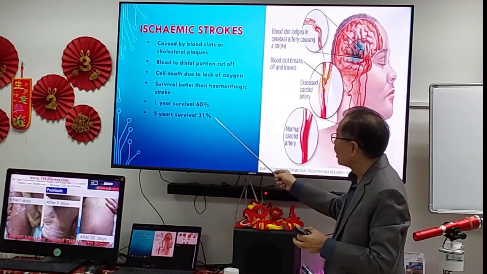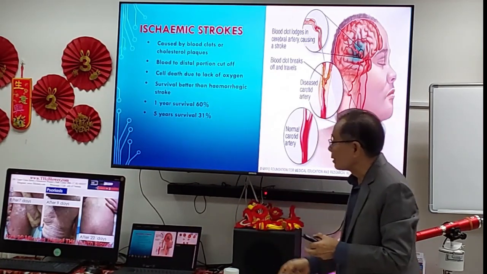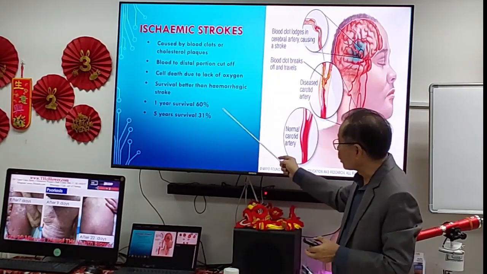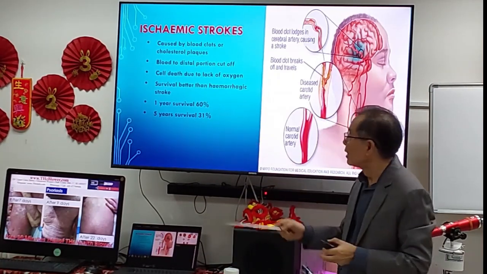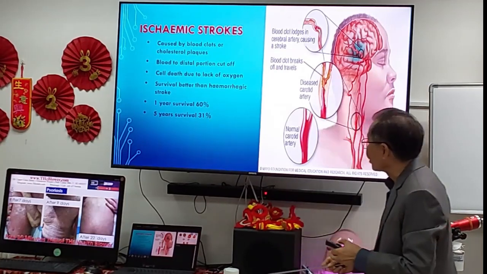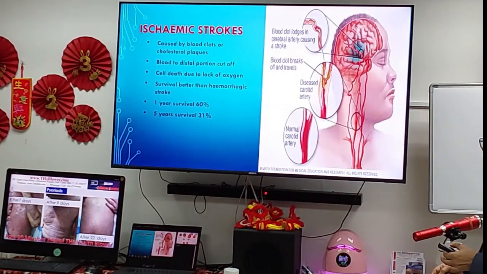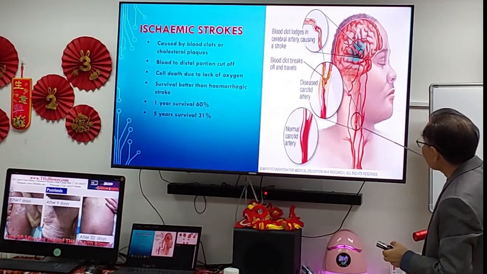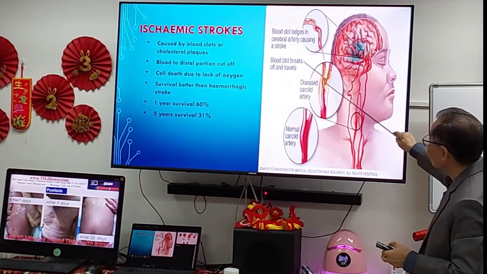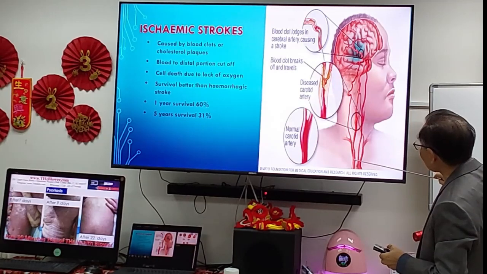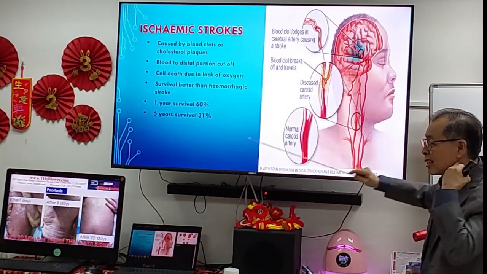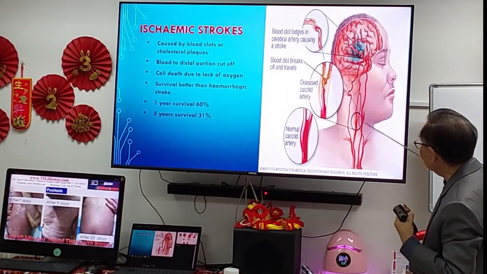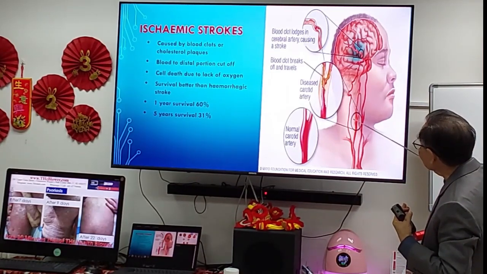So for stroke, these are the survival rates. One year survival is very good, 60% survive, 40% died. Five year survival is much less, 30%. So this shows you where it is. On the neck, this is one area where it can be blocked. This is the carotid artery. You can actually feel it here. You put your hand there, you can feel the pulse. That's where the carotid artery is. It divides into two, and this is where it can be blocked.